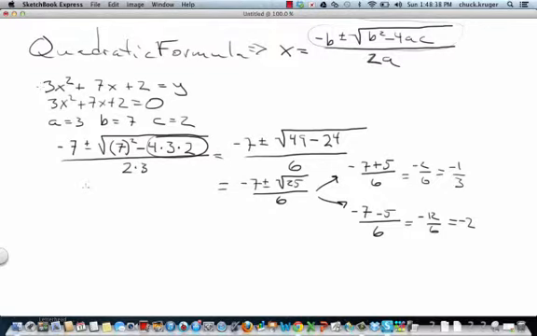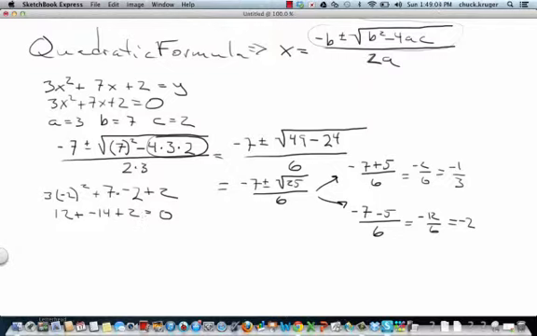Now I can plug those in to see if those are correct. So I'm going to plug a negative 2 in there. So I have 3 times a negative 2 squared plus 7 times a negative 2 plus 2. Well, a negative 2 squared is 4. 3 times 4 is 12. Plus 7 times a negative 2 is a negative 14. Plus 2, and lo and behold, I get 0.